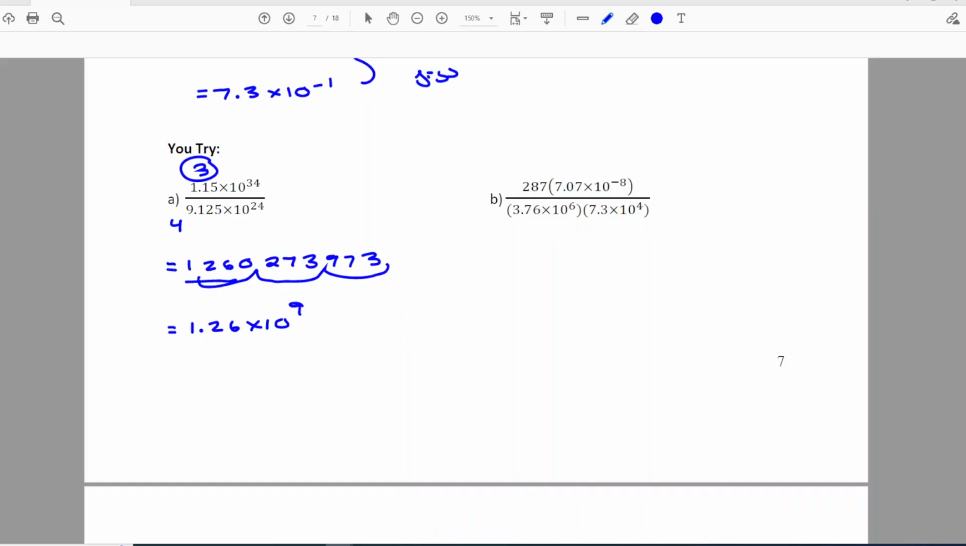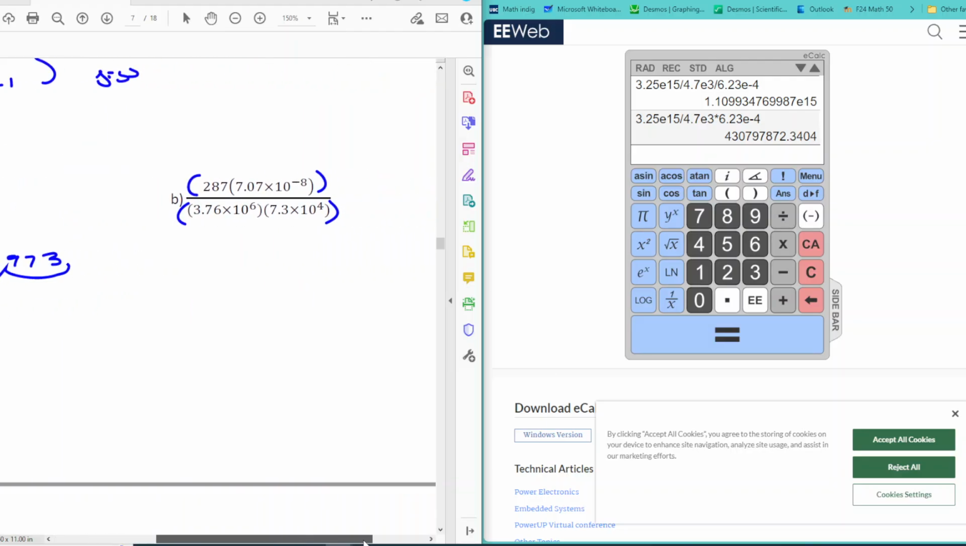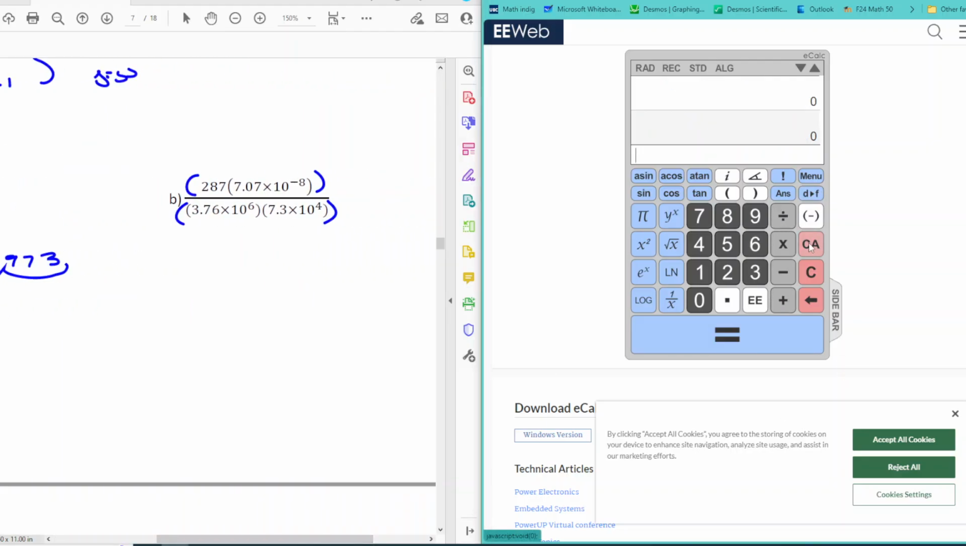Have you plugged this one in correctly? So 2 choices. If you want to be safe, just always put numerators and denominators in giant brackets. Actually, I'll show you how I plug this one in. If this was my question, this is how I would plug it in. I would do 287 times 7.07 EE negative 8.